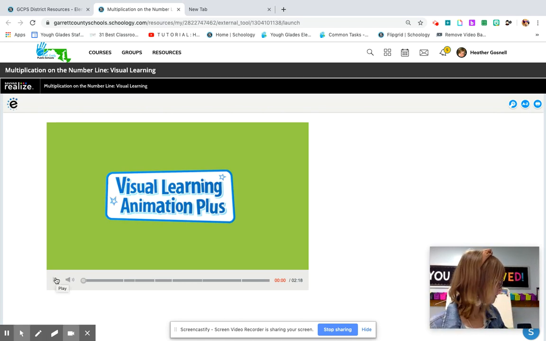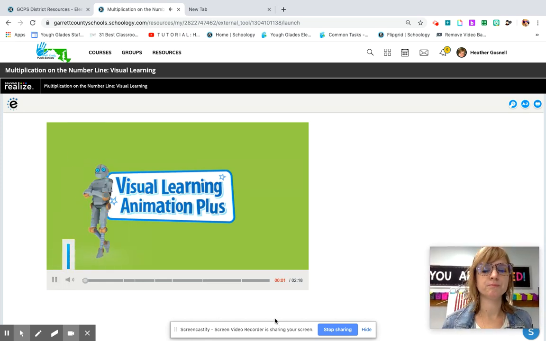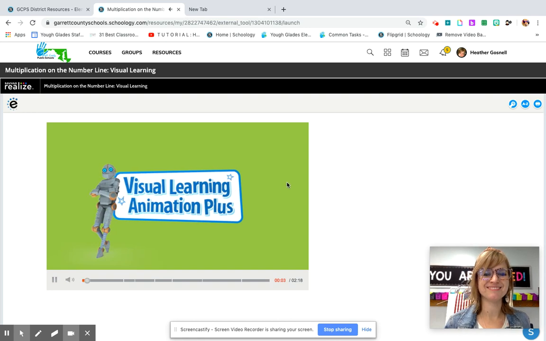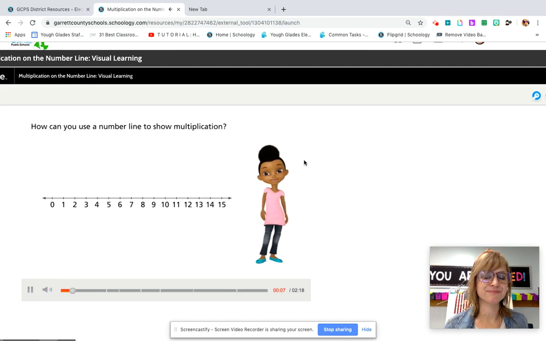If you have your math books, you need to get out your math book to page 14. And you need to follow along as we complete this activity. How can you use a number line to show multiplication? I think this number line can really help me out.